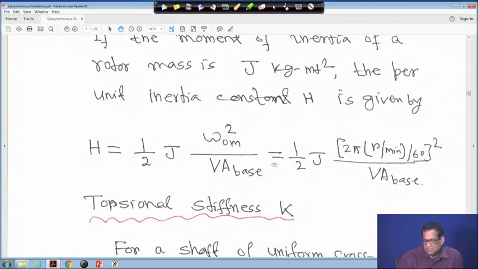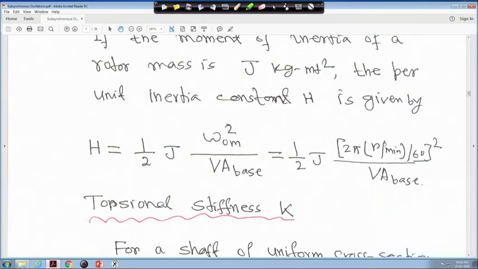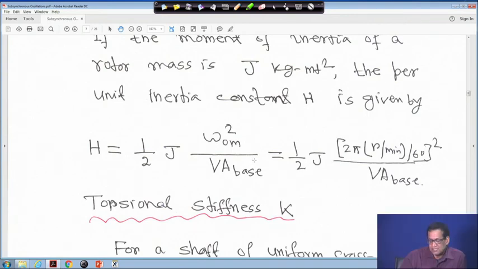This one we can write as half J in bracket 2 pi times rpm, that is revolutions per minute, divided by 60, whole square, divided by VA base. We have already derived this inertia expression for the synchronous machine case.